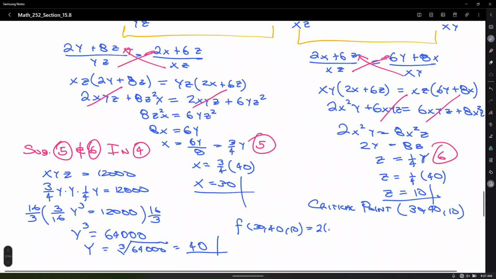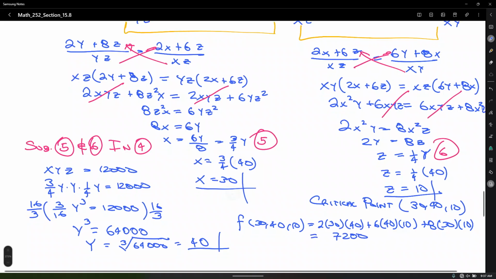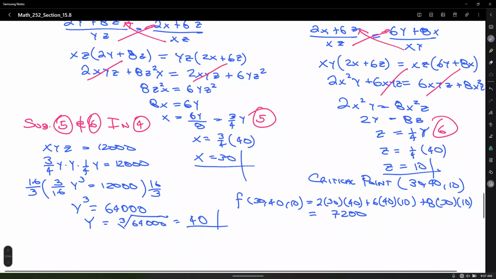So that'll be 2 times 30 times 40 plus 6 times 40 times 10 plus 8 times 30 times 10. And simplifying all this madness here, that's going to give us 7,200. That means the point that will give us, in this case, the minimum is not going to be an ordered triple like with functions of 2 variables. For a function of 3 independent variables and 1 dependent variable, that's going to be an ordered quadruple. That is 30, 40, 10, and 7,200.